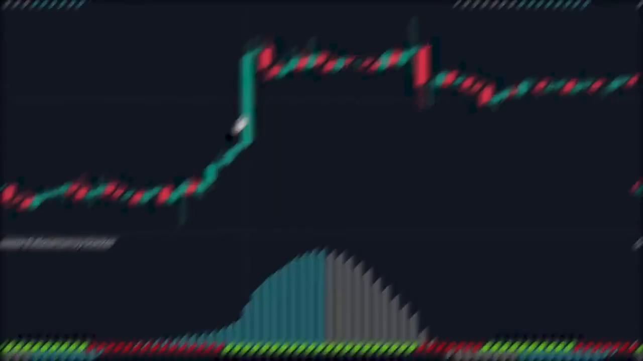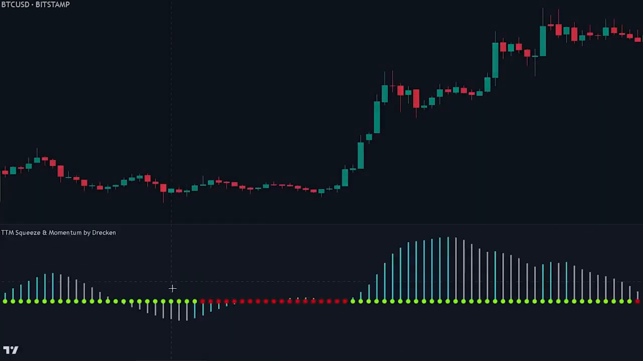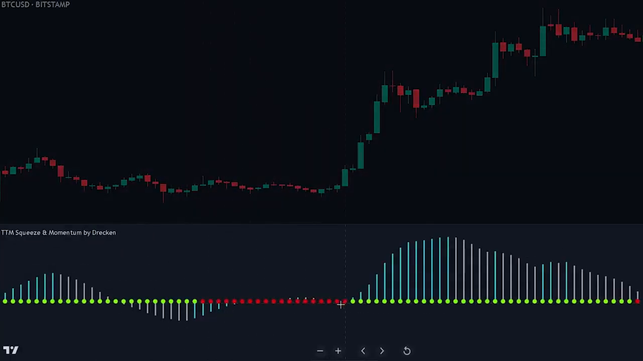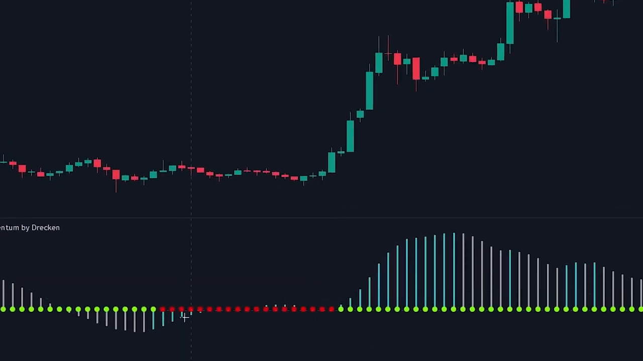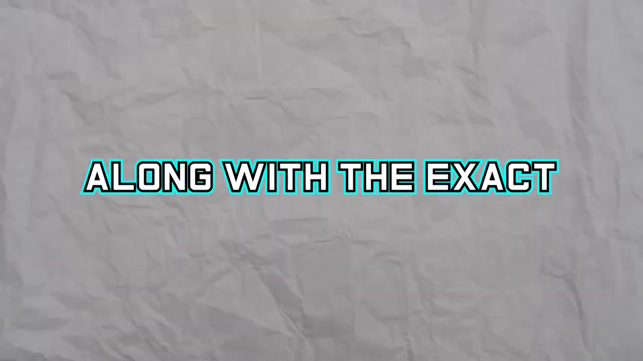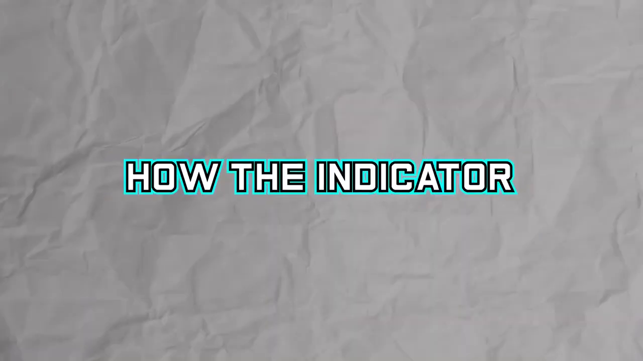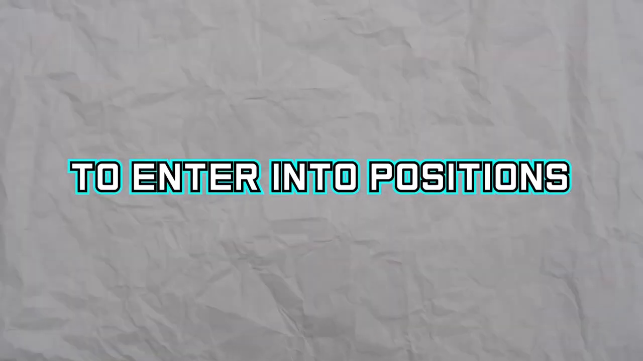In this case, we can see that the zero line of the TTM squeeze indicator is red. This shows us that the market is currently consolidating. If there are several red dots as we see here, it also shows us that the market is currently squeezing, meaning that there is a high chance of a breakout occurring on the next green dot. To determine the direction of the breakout along with the exact entry point, let's take a look at how the indicator can be used to enter into positions.